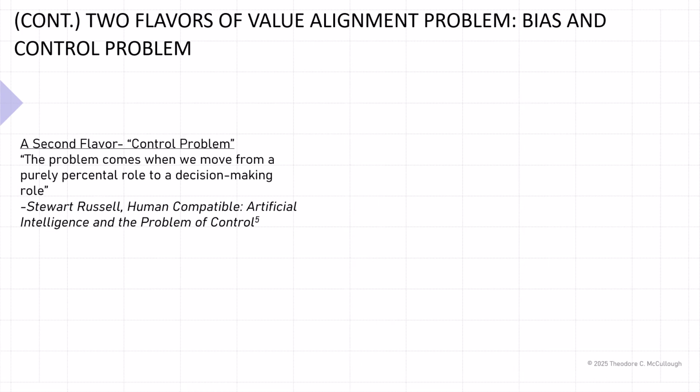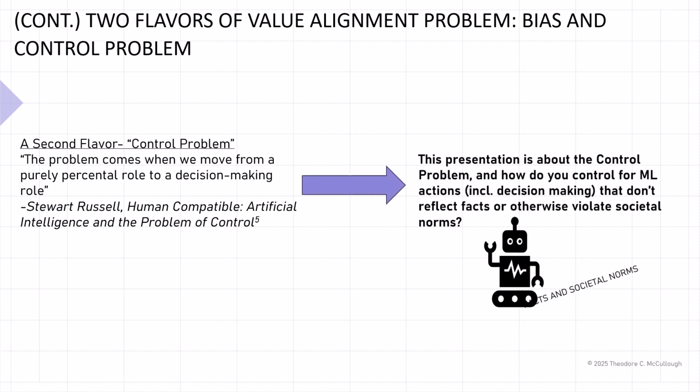A second flavor of the value alignment problem is the control problem. According to Russell, this problem comes when we move from a purely perceptual role to a decision-making role. This presentation is about the control problem and how you control for ML actions, including decision making, that don't reflect facts or otherwise violate societal norms.